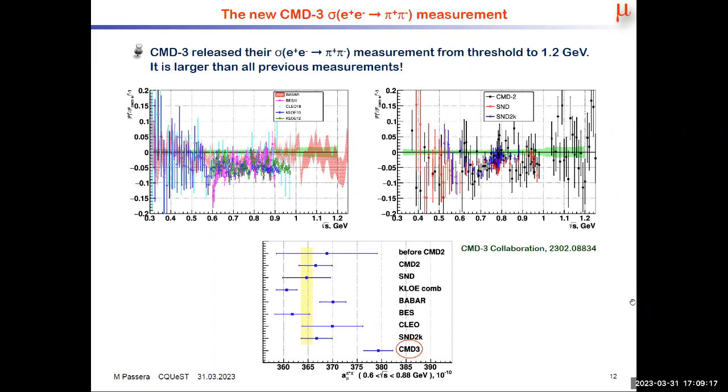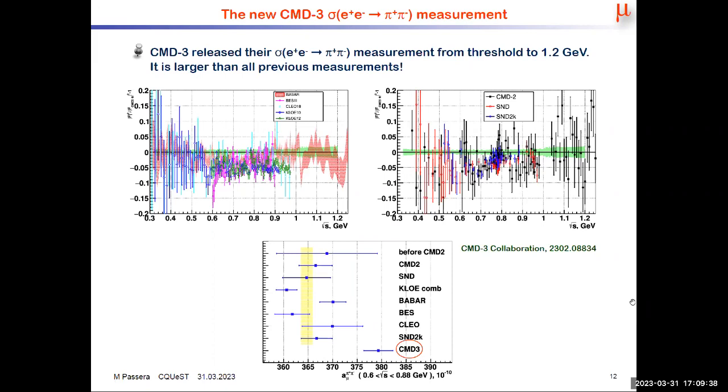Yes, but this is already the fit, the green one. It's already the fit, so I don't know how you would compare it. These are not points, the green ones. This is the fit of CMD3. Okay, yeah. It's not exactly there.